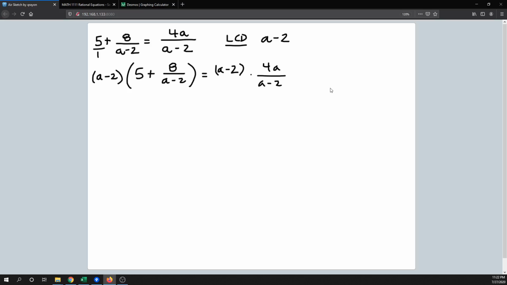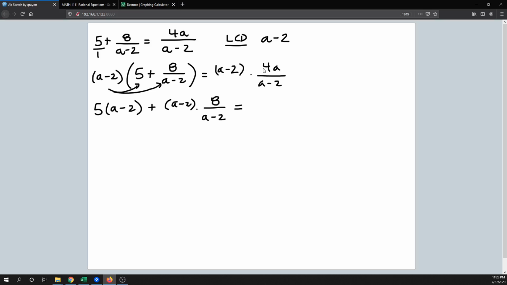Next up, I'm going to distribute this a minus 2 to both of those terms inside the parentheses. On this one, I'm going to write it as 5 times a minus 2, which just looks a little bit better. And on the second one, I have a minus 2 times 8 over a minus 2. Now remember, the purpose of multiplying through the equation by the LCD is to get rid of the fractions. So if you've done this correctly, all of the fractions should disappear.